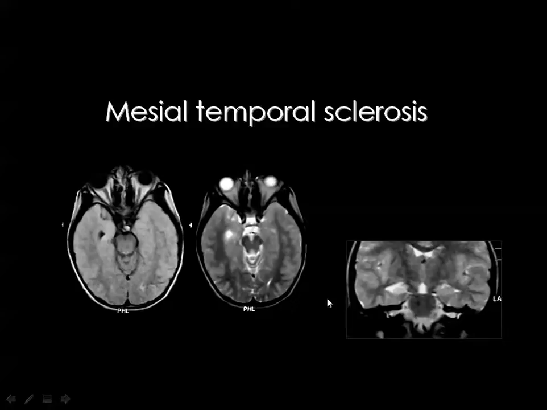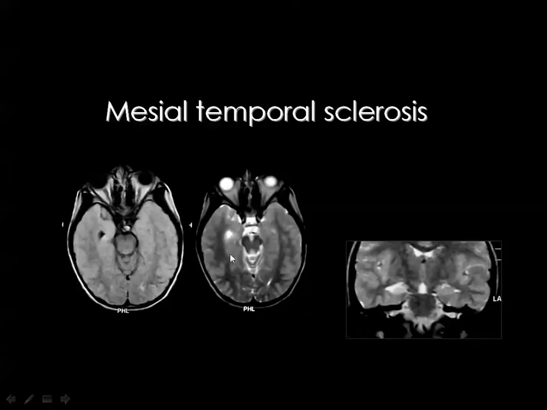Then the structure which is located between... This is the temporal horn of the lateral ventricle. Between the temporal horn of the lateral ventricle and the midbrain, this area is the area of the medial part of the temporal lobe, containing the hippocampus anteriorly and the amygdala posteriorly.